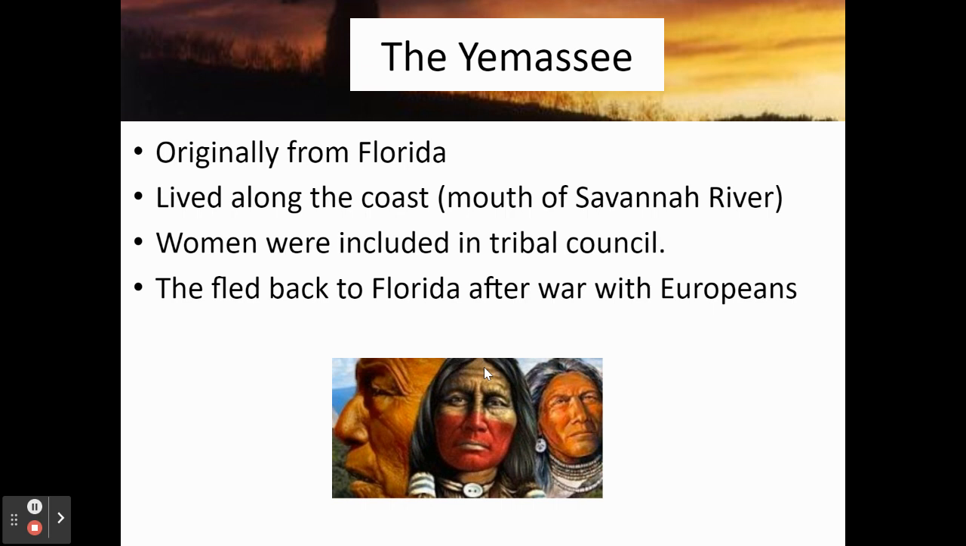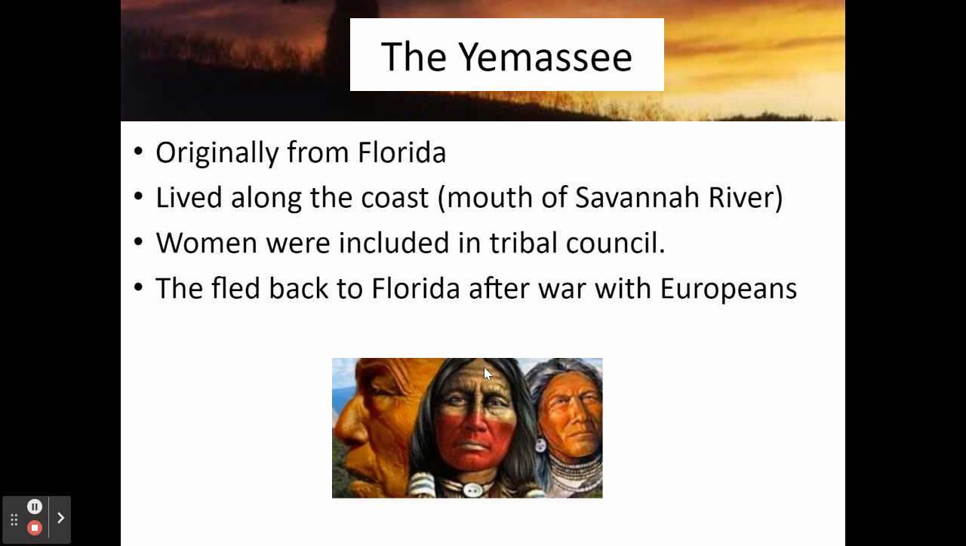Okay, so the Yemassee, originally from Florida. They lived along the coastline of South Carolina, close to the mouth of the Savannah River, kind of from the Charleston area south to Savannah. Down there, there's actually a place called Yemassee, South Carolina, in this area known as the Ace Basin. That's ACE, the Ace Basin. And it's a large watershed where multiple rivers come together. Women were also included in their tribal council.